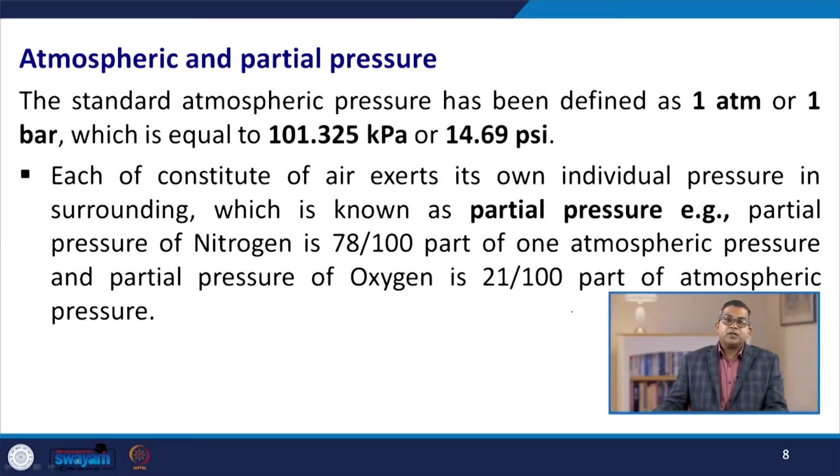Now let us talk about atmospheric and partial pressure. Usually when we talk about the different units, standards or benchmarks pertaining to pressure or atmospheric conditions, we always look into the standard conditions. The standard atmospheric pressure is defined as 1 atmosphere or 1 bar, which is equal to 101.325 kilopascal or 14.69 psi.